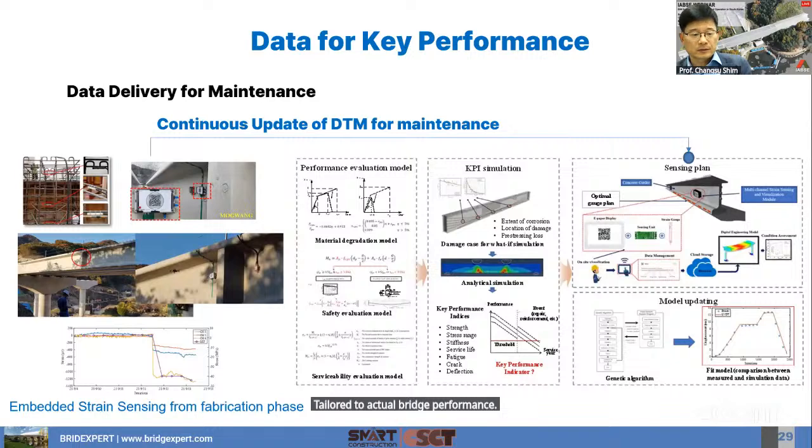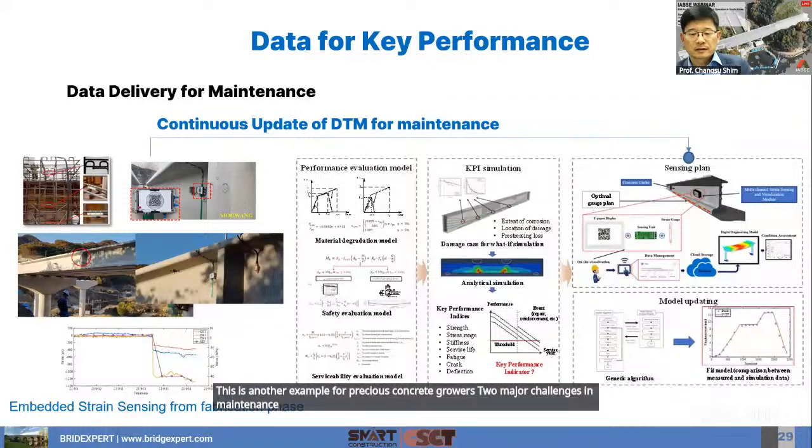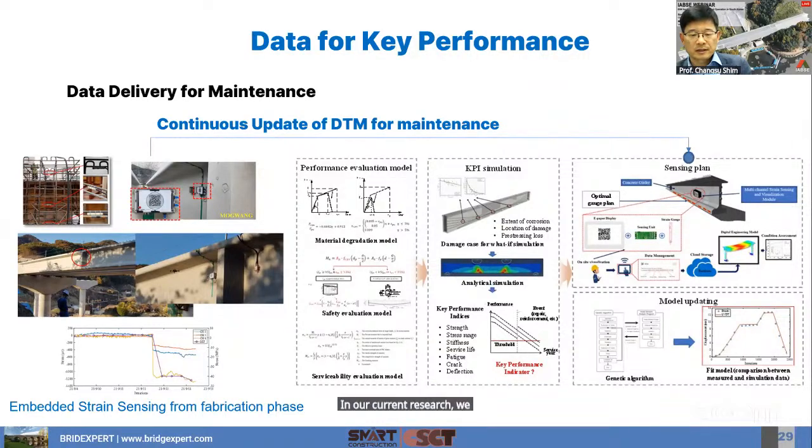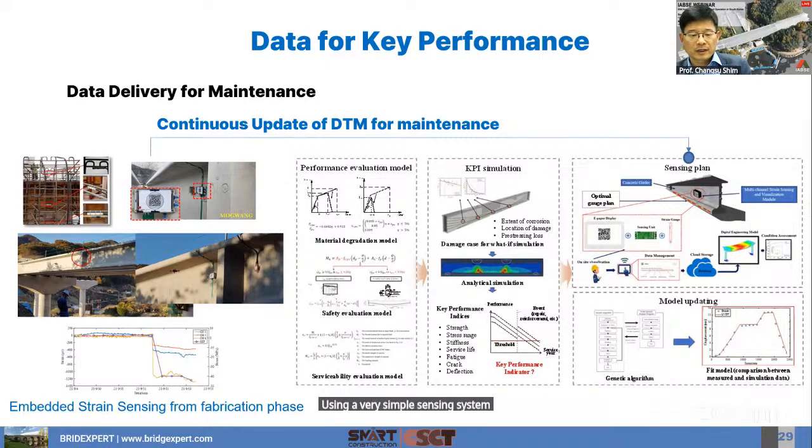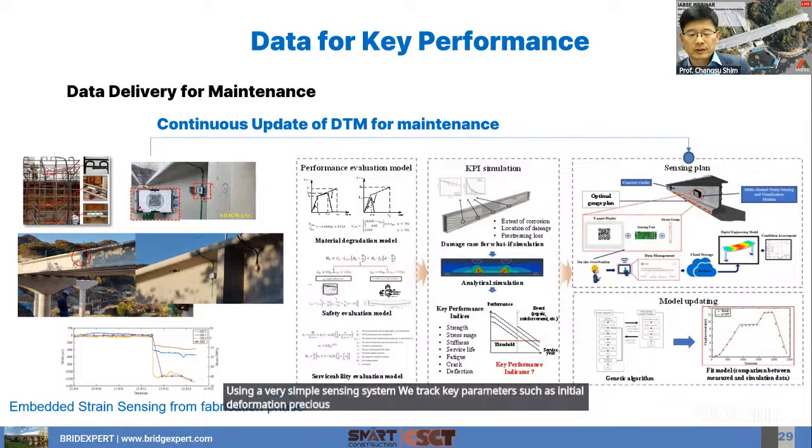This is another example, for precast concrete girders. There are 2 major challenges in maintenance. The first is evaluating long-term structural behavior. The second is detecting internal damage like tendon corrosion, which is not directly visible. In our current research, we begin by building baseline models established through early-stage monitoring of bridge girder behavior. Using a very simple sensing system, we track key parameters such as initial deformation, pressure loss, and material property changes over time.